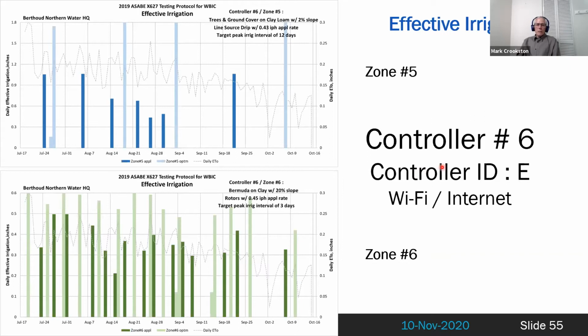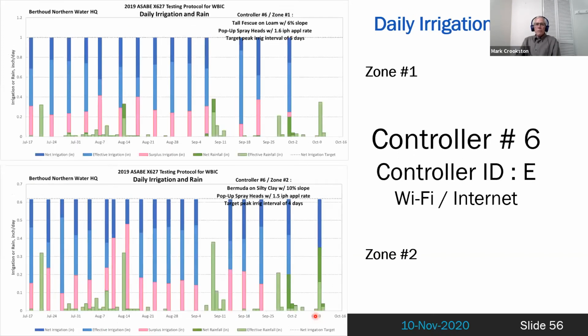These are zones 5 and 6, again for controller 6. Again, we're watching for that lighting up of irrigation events as we go towards the end of the season. We're looking to see how well the actual irrigations match up with what the optimal irrigations would be. Yes, there are differences, but it's all about coming close and not wasting water. We may come back to these if there are questions or comments about those.